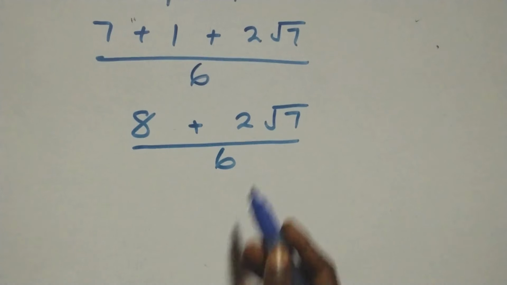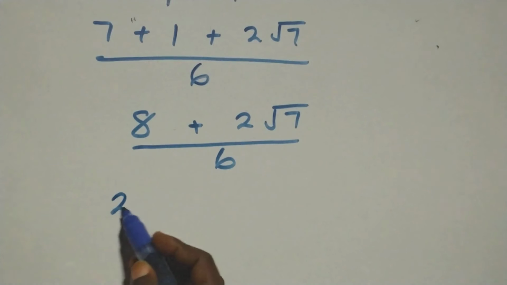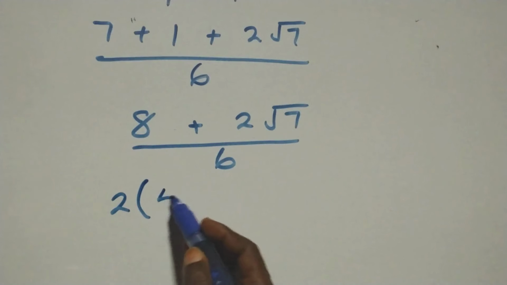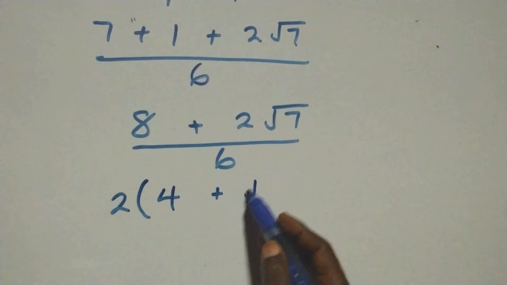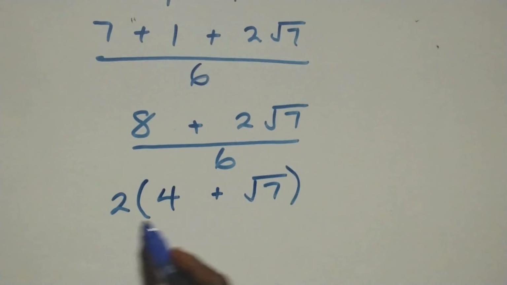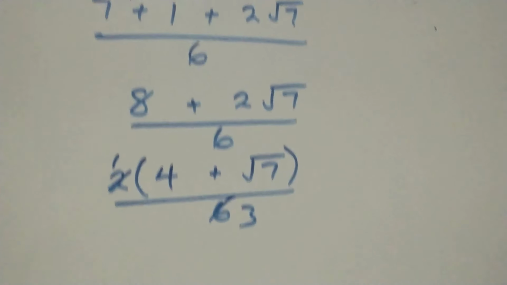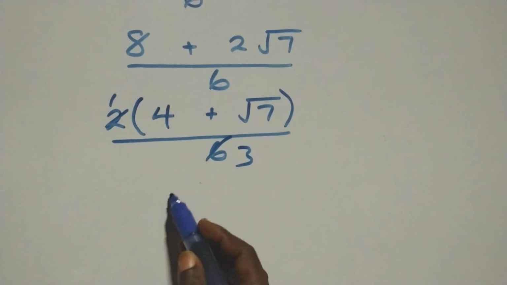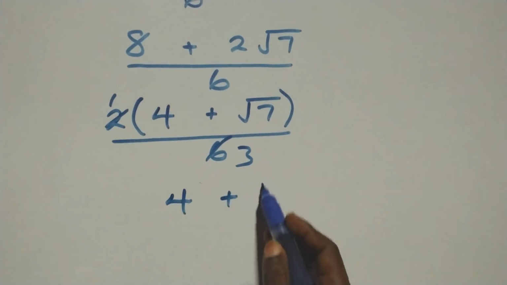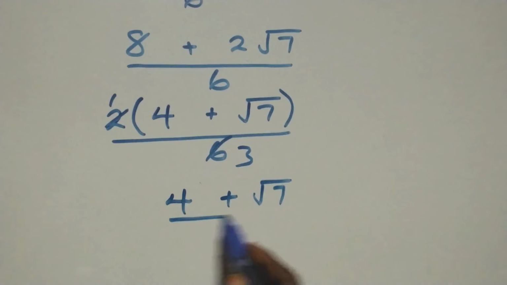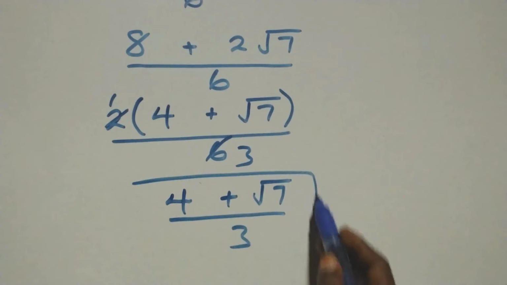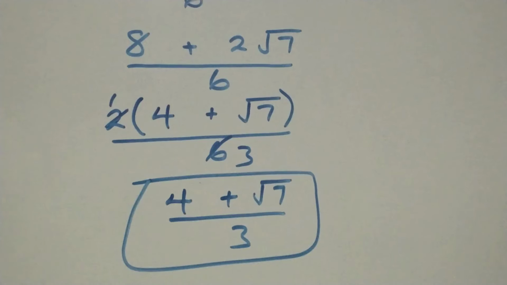Then up here 2 is common, factor it out, we have 2 into bracket, here remain 4, then plus root 7, then over 6, and 2 goes here 1, 2 goes here 3. Then what we have here becomes 4 plus root 7 over 3. That is, we have here this as the simplified form of the given problem.